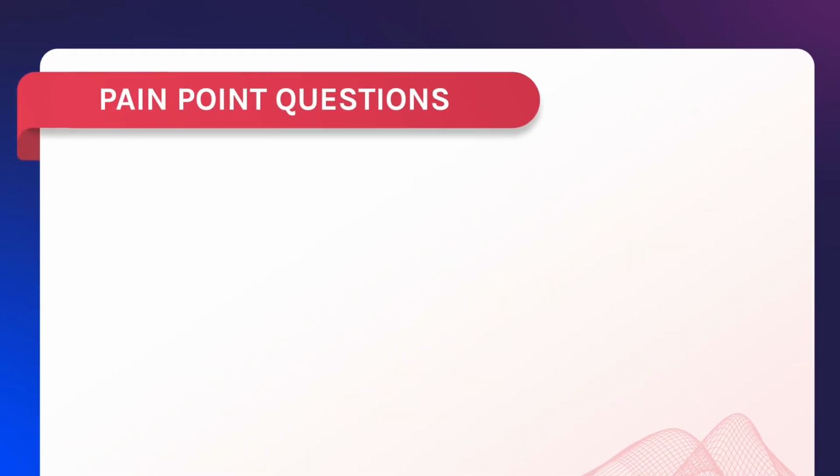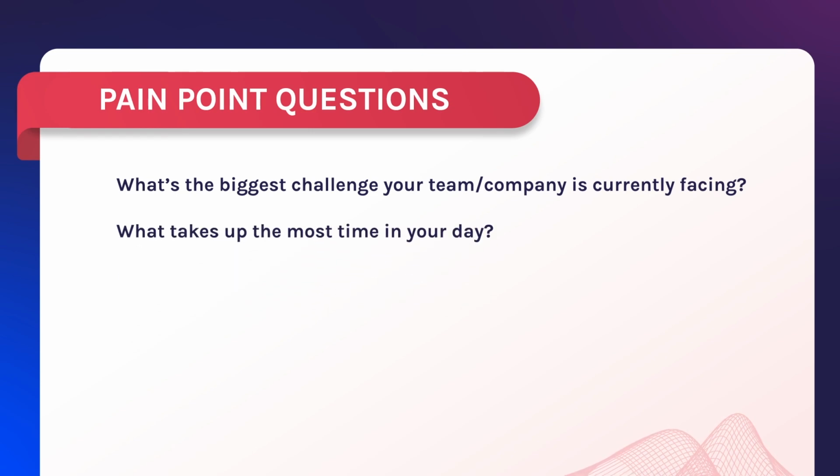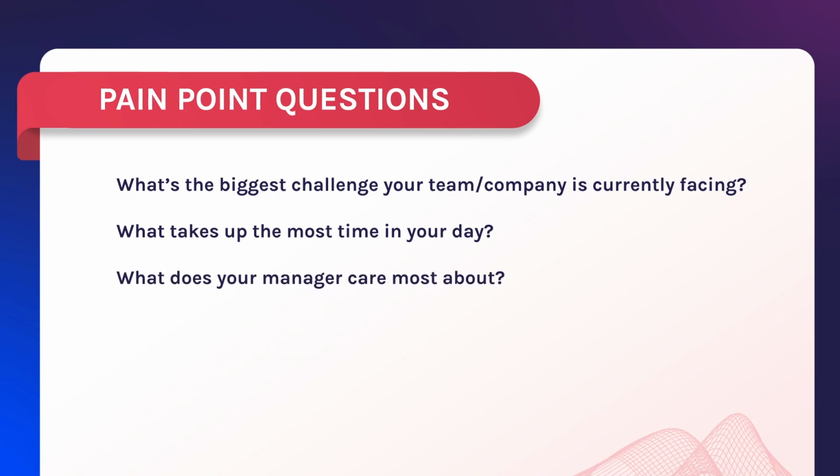Asking questions. Open-ended questions are the best because they encourage the prospects to speak up and divulge information. Here are some that Cognism's SDRs often use. What's the biggest challenge your team/company is currently facing? What takes up the most time in your day? What does your manager care about?